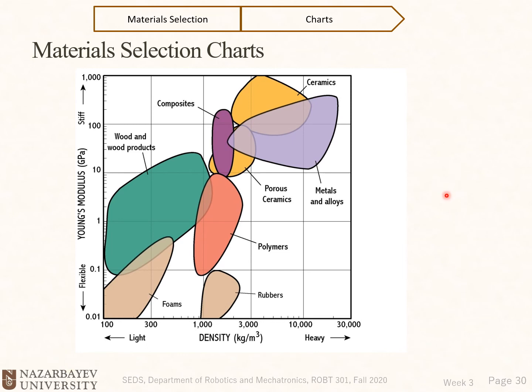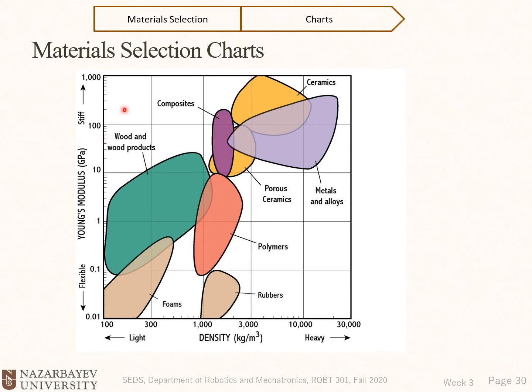If you refer to those resources, you could see these type of material selection charts. In Appendix A of the book, you could see these type of charts. This one is extracted from the reference book. You see on the x-axis we have density, and on the y-axis we have Young's modulus.